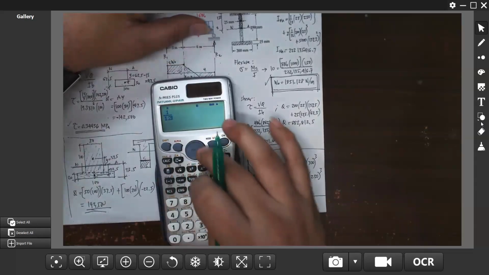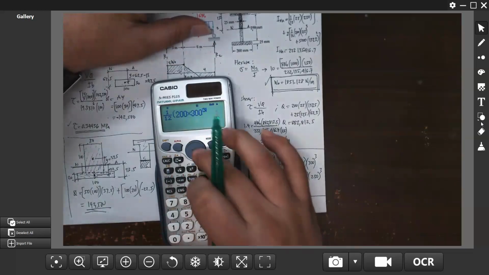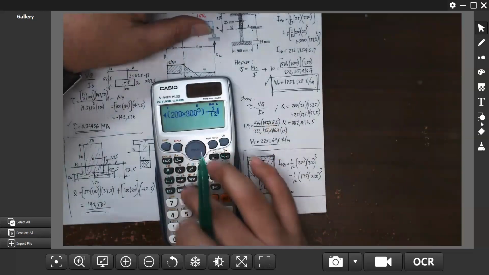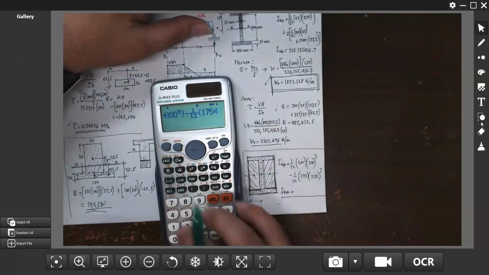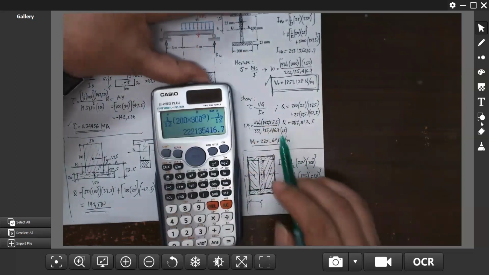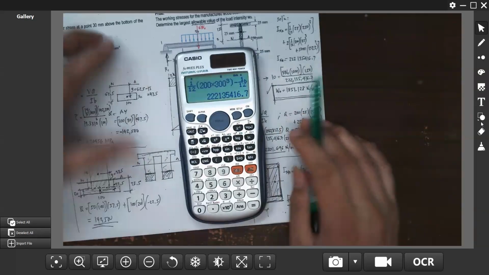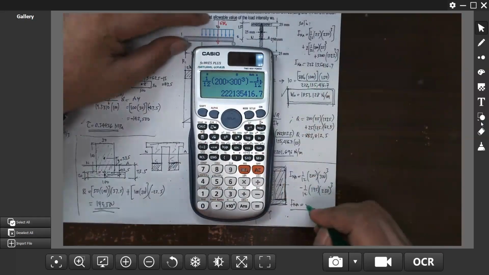1 over 12, 200 times 300 cube minus 1 over 12, 175 times 250 cube. Same result. 222,135,416.